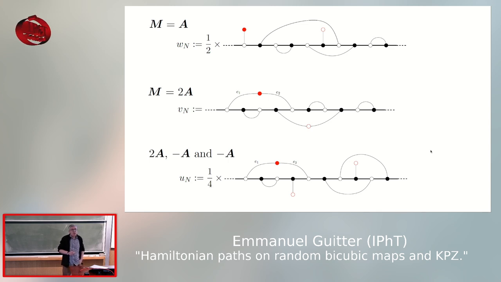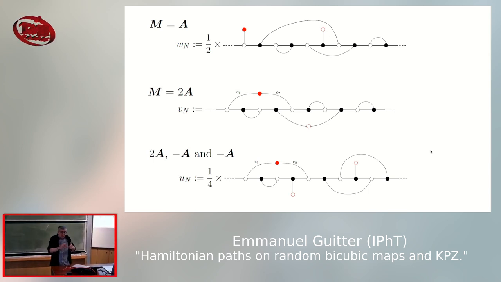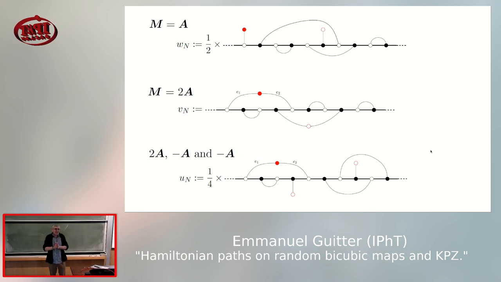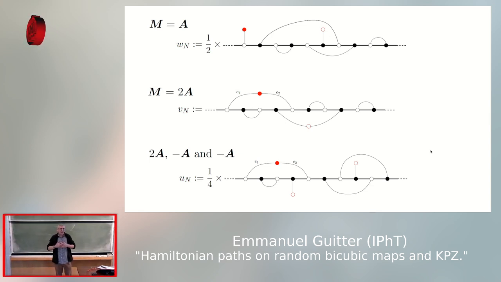Anyway, these problems of fully packed loops or Hamiltonian cycles, etc., are very sensitive to the lattice on which you draw them. So even some exponents vary from one realization to the other, so the universality is not as strong as for the other cases.